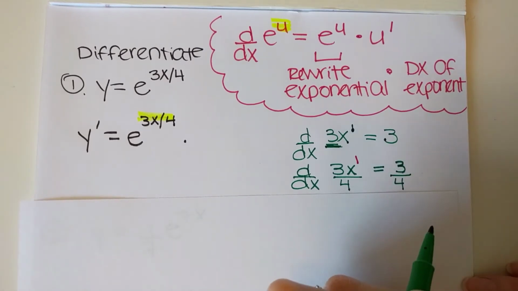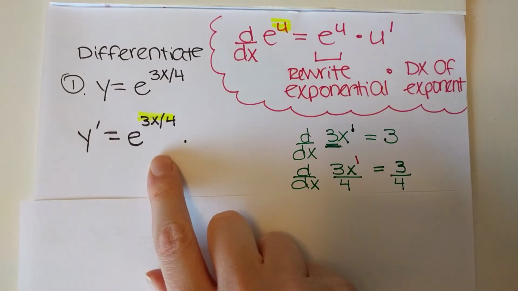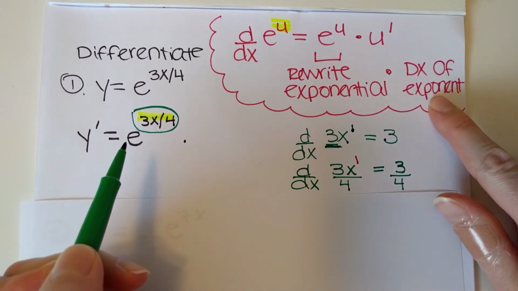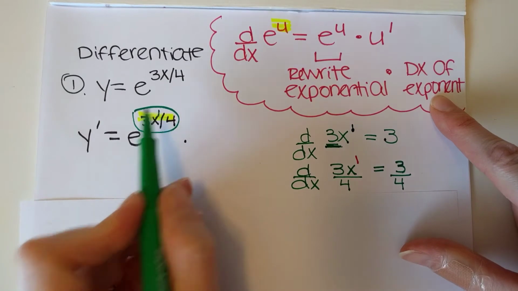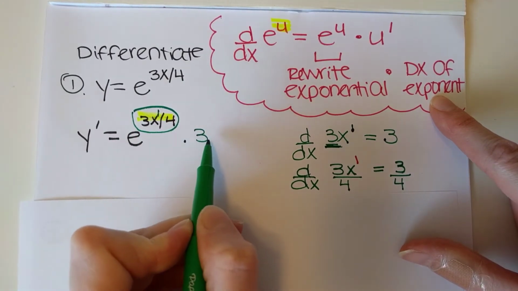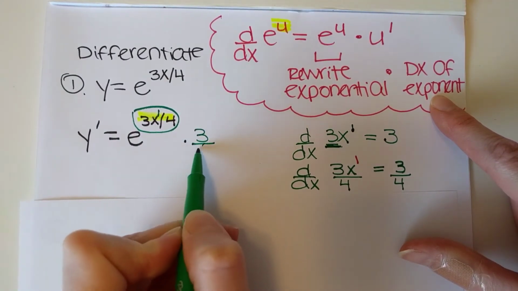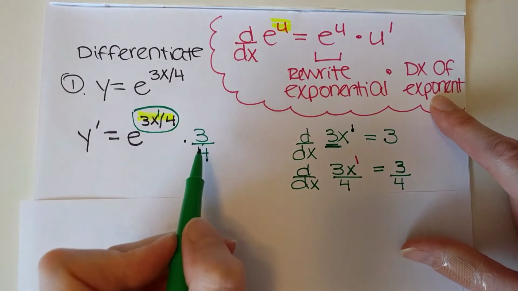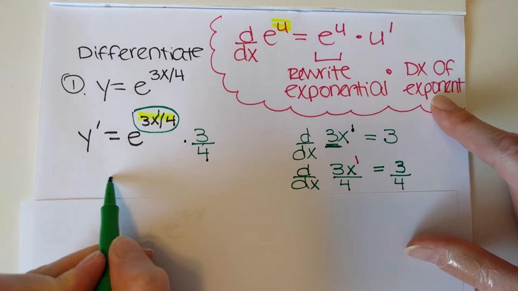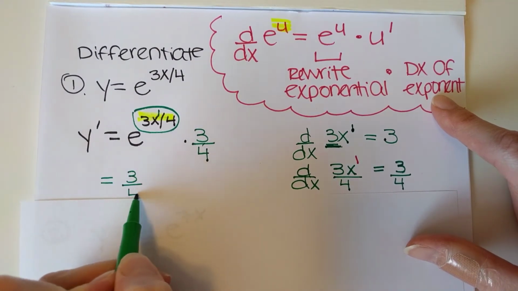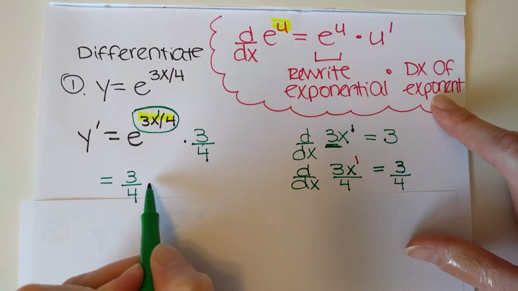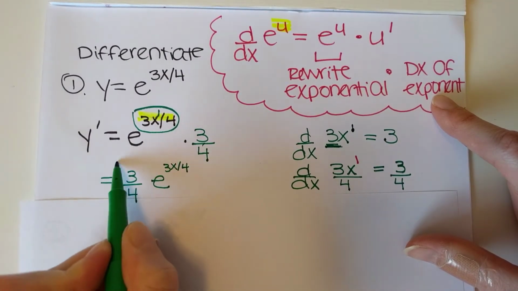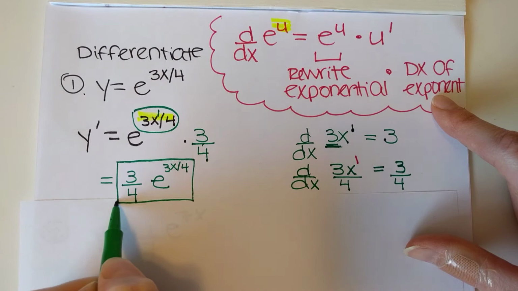is 3 over 4. So going back over here, when we need to take the derivative of this exponent as step 2 of our rule, again, because it's x to the first, our derivative will just be the coefficient, which is 3 over 4. Now, we're accustomed to putting the coefficient in the front of the exponential term, so we'll just rewrite this as 3/4, so the coefficient in front, and then e to the 3x over 4. And that will be our derivative.